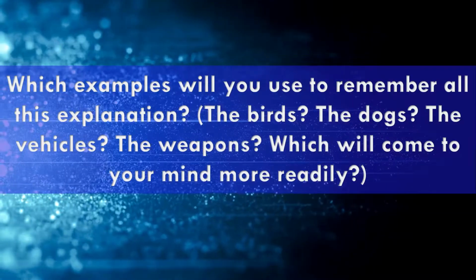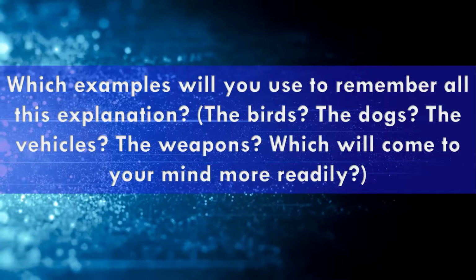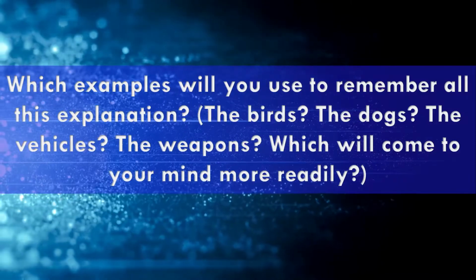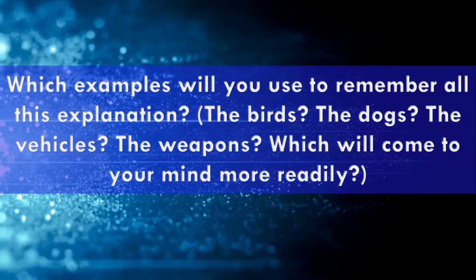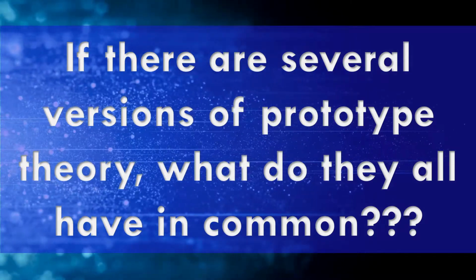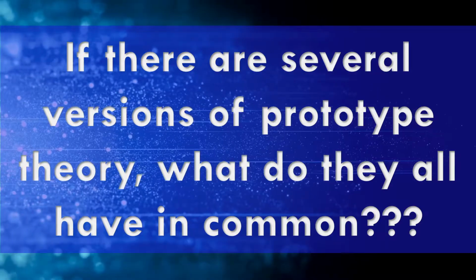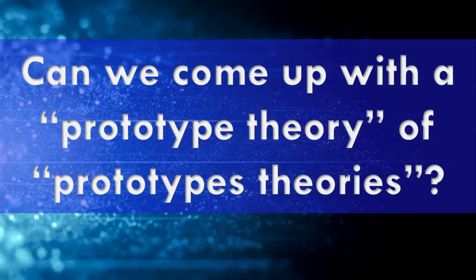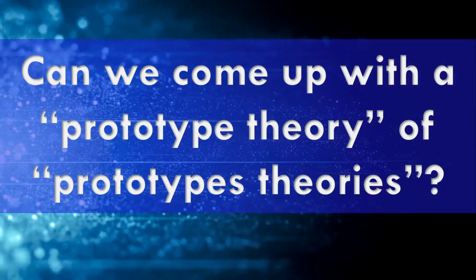Which examples will you use to remember all the explanation that I have laid out in this video? Will you remember the birds as the best exemplars of the concept of prototype theory, or will you remember dogs or vehicles or weapons? Which of these many different categories will come to your mind more readily? If there are several versions of prototype theory, what do they all have in common? What are the attributes that are shared as a sort of family resemblance by most approaches to prototype theory by different authors? Can we come up with a prototype theory of prototype theories of the different versions that are around?